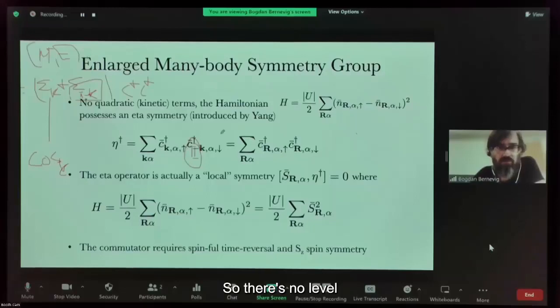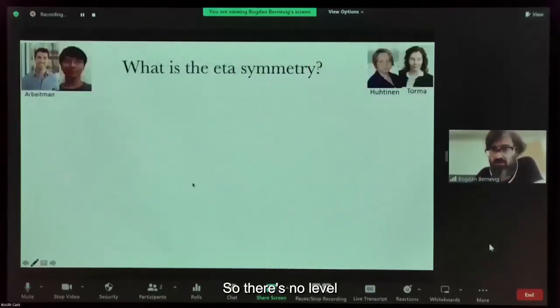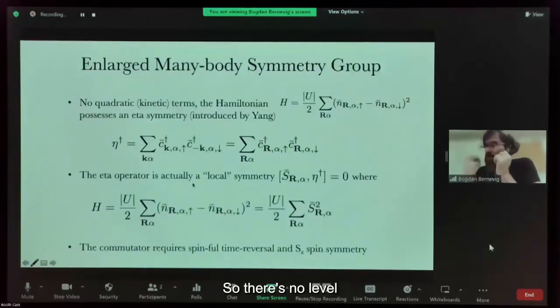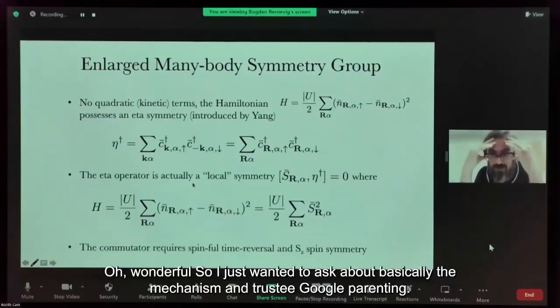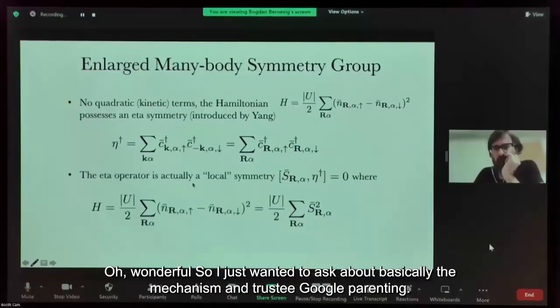Yes, thank you. Wait, we have another question. Thank you, Professor, for your talk. Sorry, this is more of a clarification question. Basically, the mechanism that drives the Cooper pairing in the system is the on-site electron interaction, right? That's right.